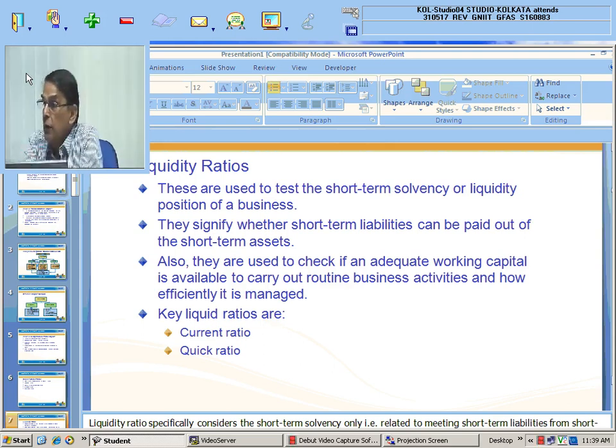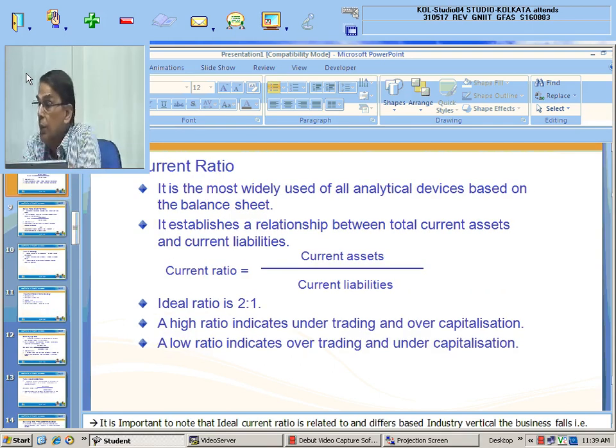So current ratio, first we will define what it is. It is the most widely used of all analytical devices based on the balance sheet. It establishes a relationship between total current assets and current liabilities. So current ratio is nothing but current assets by current liabilities. We all know the definition of current assets.